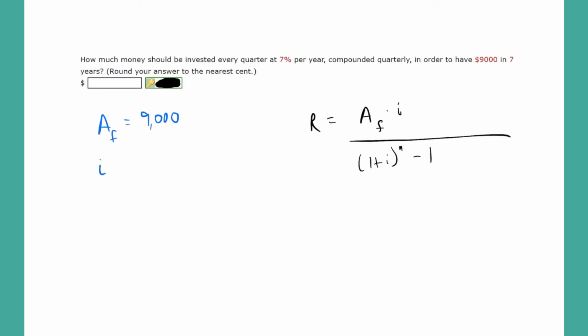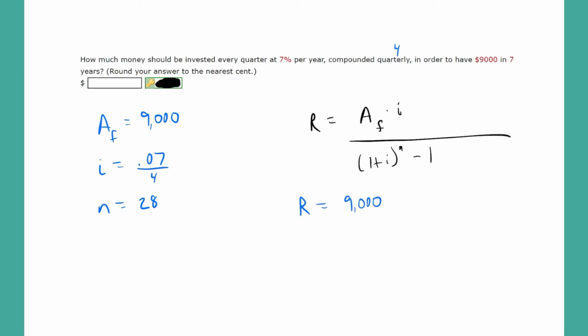I in this case would be the interest, 0.07, divided by the number of times we're compounded per year. We're compounding quarterly, which means 4 times per year, so divided by 4. And then N is the number of payments we're going to be making. It looks like we're going to make payments for 7 years, 4 times each year, so 7 times 4 is 28. So that should do it. Let's plug in the values.